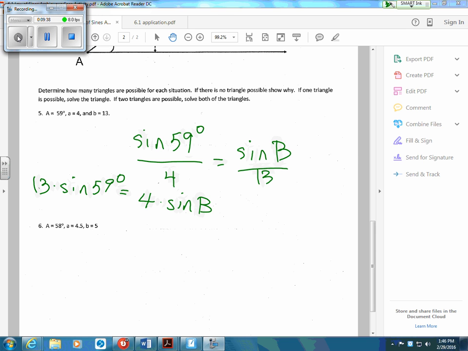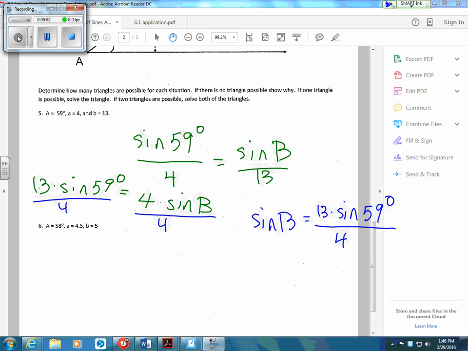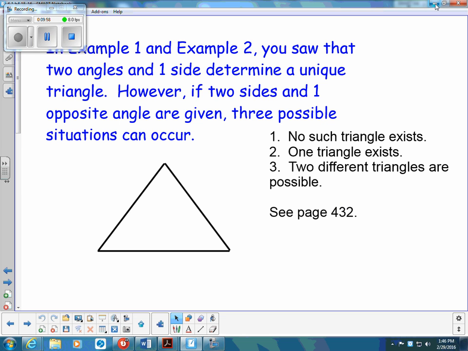So if we want to solve for sine of B, we're going to need to divide both sides by 4. So we're going to get that the sine of angle B is equal to 13 times the sine of 59 degrees over 4. Calculators, what do we get?